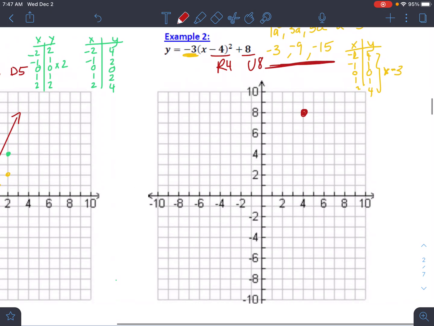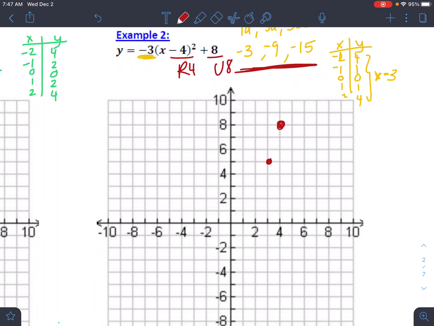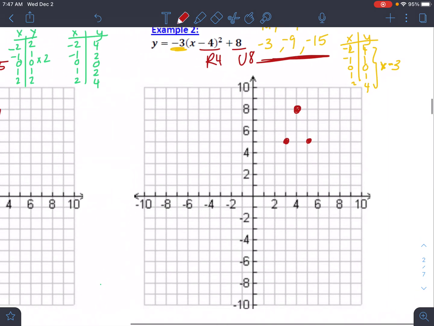All right, again, this is for quadratics. So down 3 over 1, down 3 over 1. Okay, and then from that new point, go down 9 over 1, down 9 over 1. And obviously the 15 isn't going to fit, but I'll try to make my graph look a little bit curved here.